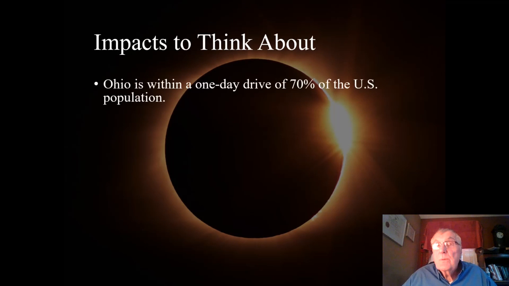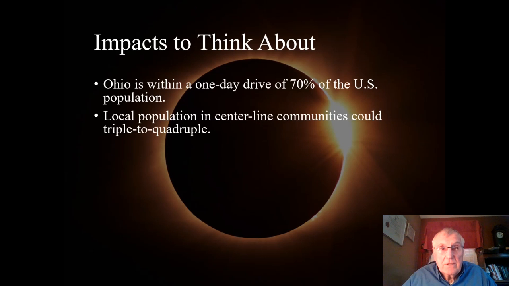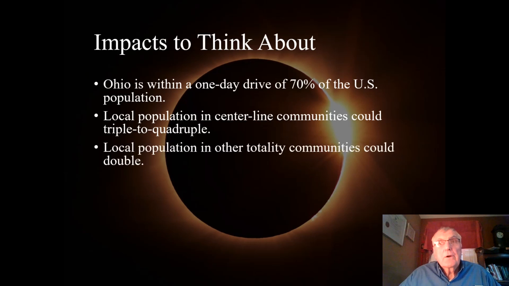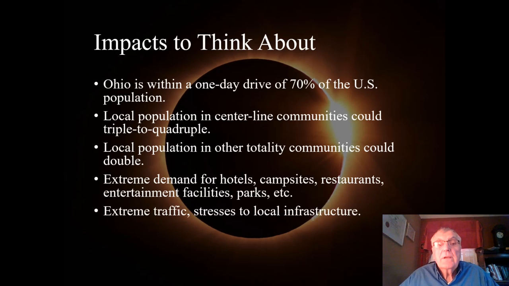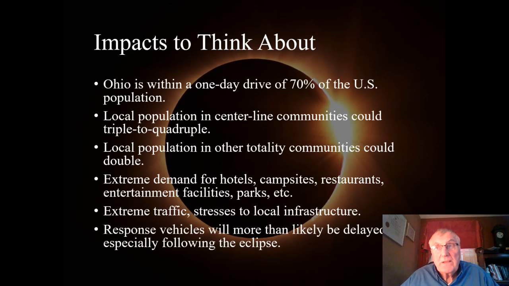Some impacts. Ohio's within a 1-day drive of 70% of the U.S. population. Populations along the centerline communities can expect to triple or quadruple. Other places like Berea could very easily double. And as you can appreciate, that's going to put a lot of demand not just on hotels, campsites, restaurants. Don't plan on going out to dinner that weekend, okay? There's going to be extreme traffic. It's going to stress the local infrastructure. Response vehicles might have some tough time getting through.